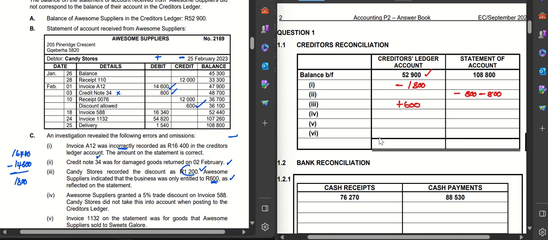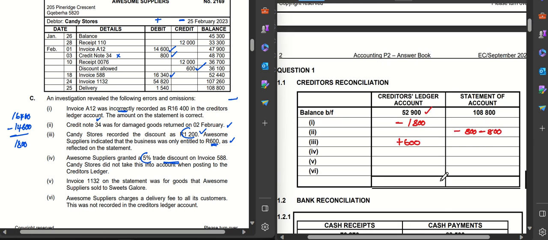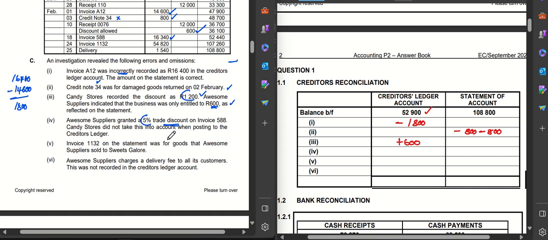Number 4. Awesome Suppliers, that is them, granted a 5% trade discount on invoice 588. This is the invoice 588. All right. Candy Stores did not take this into account when posting to the ledger. So what kind of discount? It's a trade discount. So they granted us a trade discount of that much, and then we did not take that into account. So how much was it before the trade discount? You can do that one, or you can simply get the amount after trade discount. But let's get the amount before trade discount.